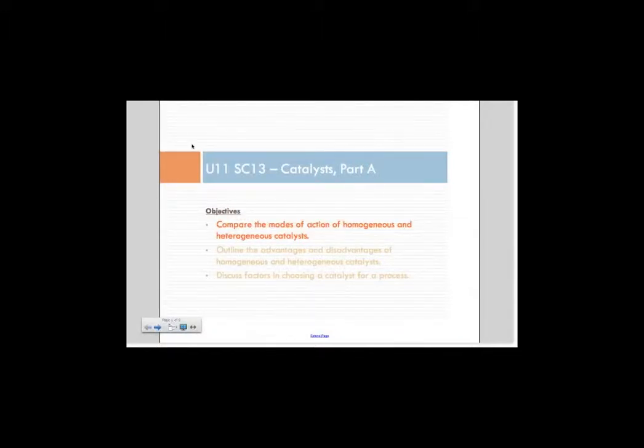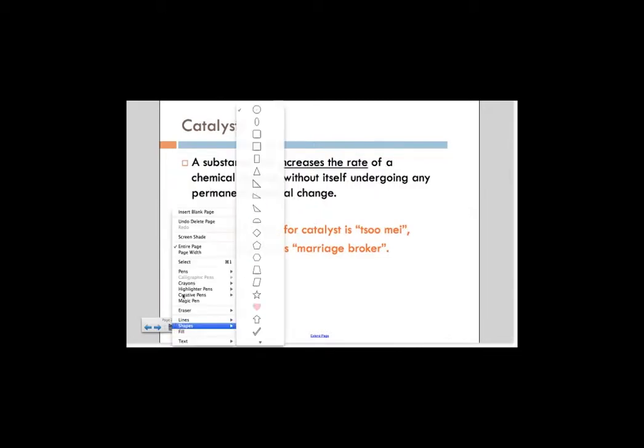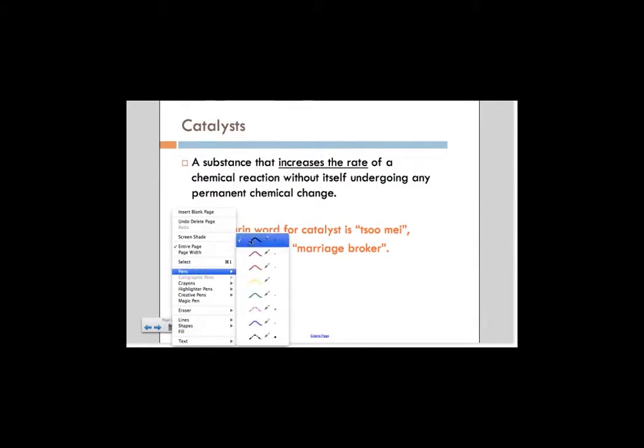This is the first in a series of 2 screencasts discussing topic 4, which is catalysts. Okay, so the objectives are listed here. We're going to address the first objective in this screencast, which talks about comparing the modes of action of homogeneous and heterogeneous catalysts. Before we jump into that, I do want to refresh your memory on what a catalyst is and how exactly it works.